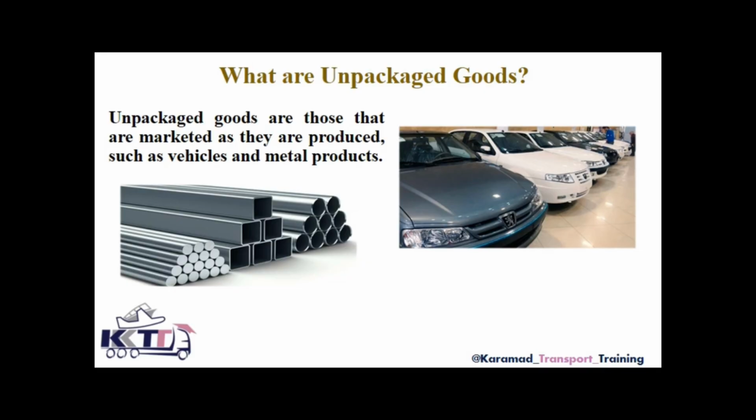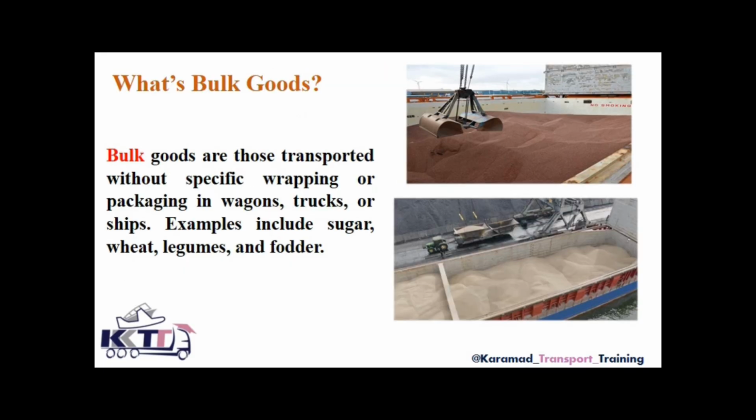Unpackaged goods are those that are marketed in the same form as they are produced, and they are not placed in any packaging, such as various types of vehicles and metal products, as you can see in this image. And finally, we have bulk goods, which are also called bulk commodities. Bulk goods are those transported without specific wrapping or packaging, usually in wagons, open bed trucks, or by bulk carrier ships. Goods like sugar, wheat, legumes, and fodder are goods that are usually transported in bulk.